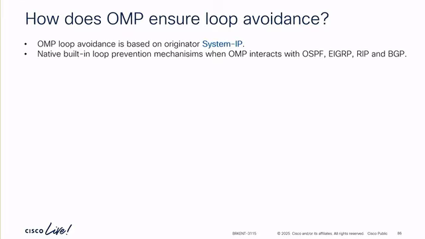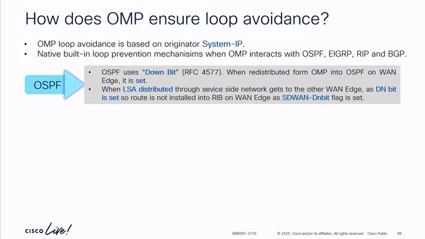By default, OMP loop avoidance is run through the system IP. If OMP interacts with different protocols, for example OSPF, EIGRP, RIP, we have a built-in mechanism to avoid loops while OMP is interacting with these protocols. In OSPF, we have a down bit mechanism. Once we receive the routes from the controller and redistribute them into OSPF, the WAN edge device sets the down bit flag, so that when it advertises the LSA updates, the down bit is set.